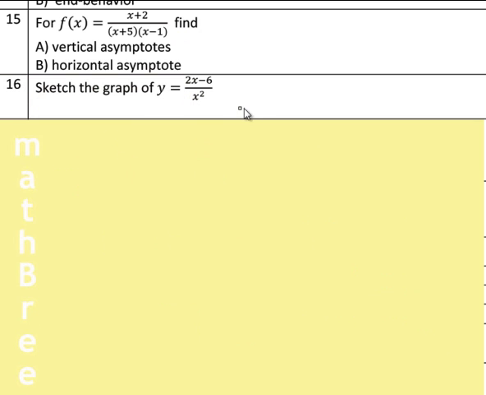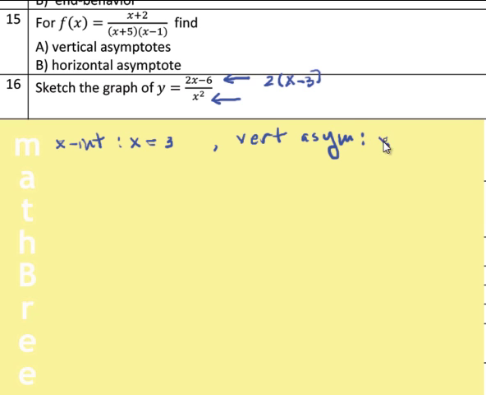In 16, we're sketching a graph. So let's start by finding the x-intercepts from the numerator and the vertical asymptotes from the denominator. So here for the numerator, I'll factor out the 2. So we have x-intercept is x equals 3. And we have a vertical asymptote from the denominator, x equals 0.